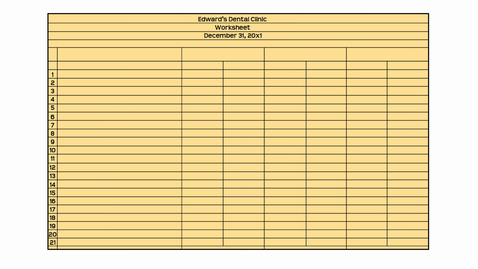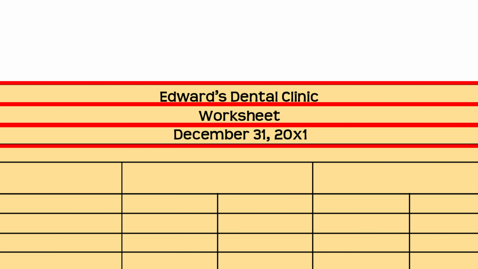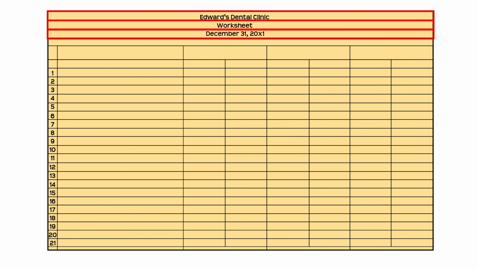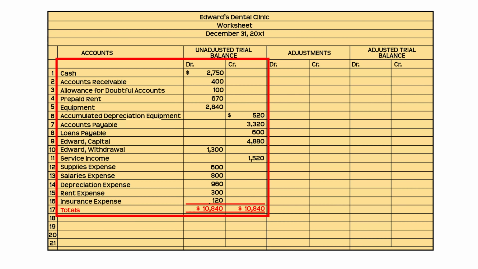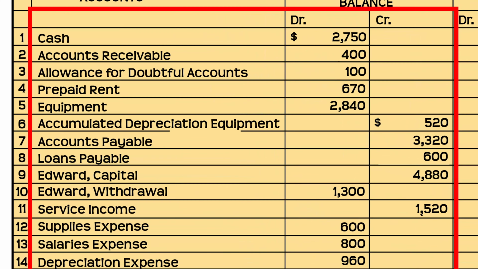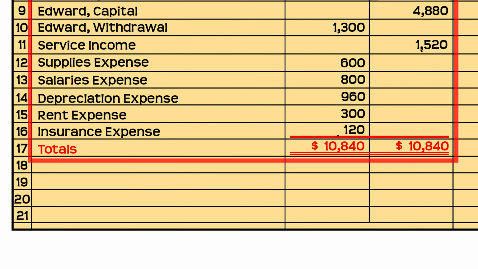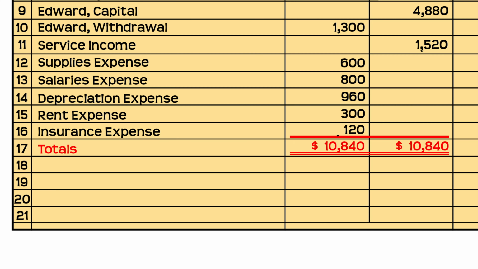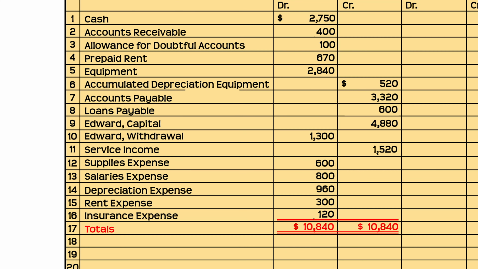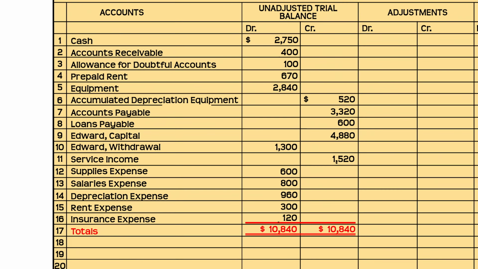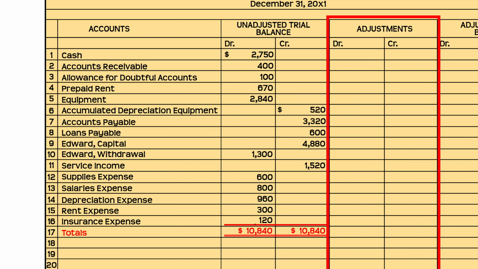For example, you own a clinic named Edward's Dental Clinic. On the heading, write the name of the clinic, the worksheet, and the date of the accounting period. Let's assume that you have journalized all your transactions and reflected it on the unadjusted trial balance. Even though the totals on the debit and credit sides are equal, you still noticed some balances that need to be updated or corrected. That is where adjusting and correcting entries come in. These are the details of your findings.